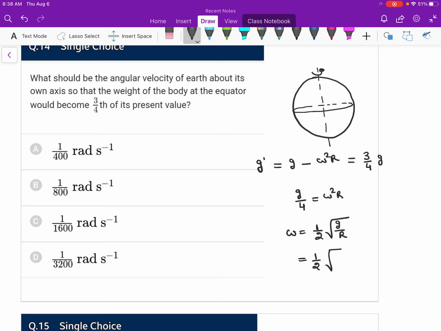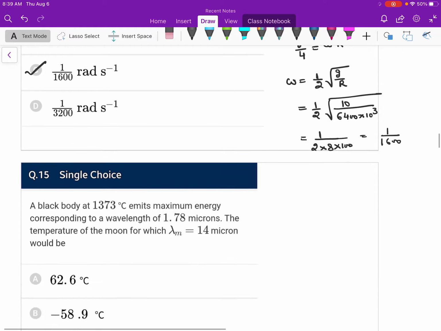So that is 1/2. g is 10, R is 6400 kilometer, so 6400 into 10 to the power 3. So that is 1/2, and 64 which is 8, and 10 to the power 4 which is 100, so this is 1/1600 radian per second. So C is the correct option, 1/1600 radian per second.